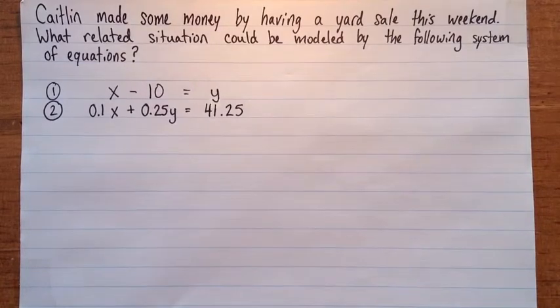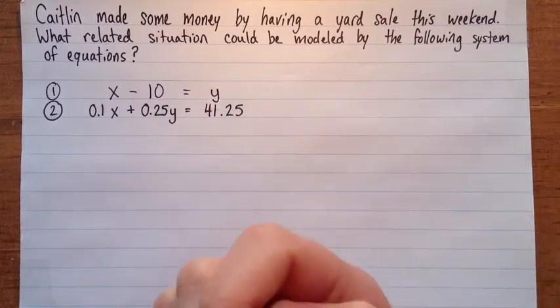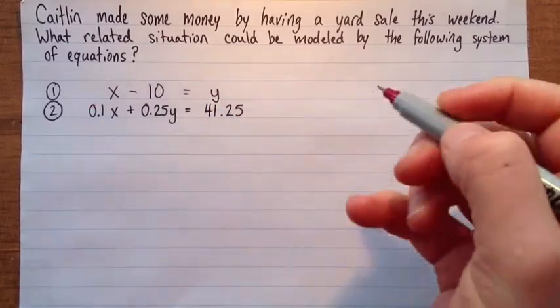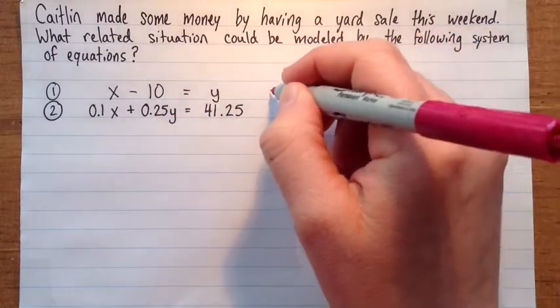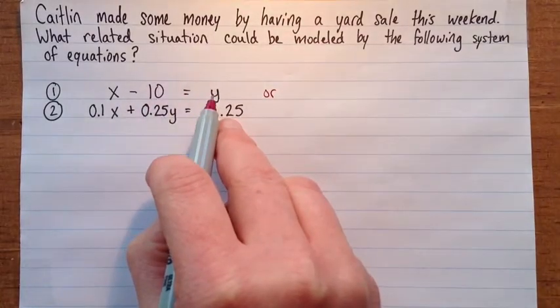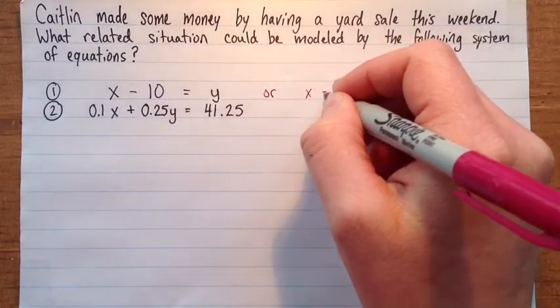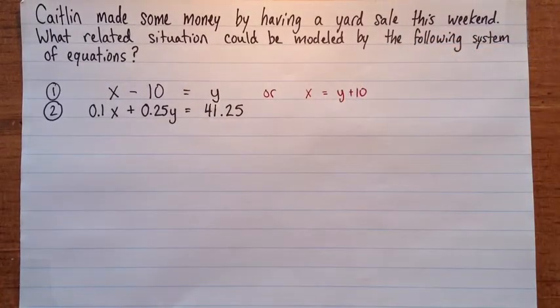What we're going to have to do is decide what some plausible meanings for the variables x and y could be, and then we'll try to explain in words that would be relevant for this situation what these equations would mean. So another way of looking at this first equation, which I find a little bit clearer, and this is totally optional, is to add 10 to both sides and have x equals y plus 10, because it helps me understand a little bit better what's going on.